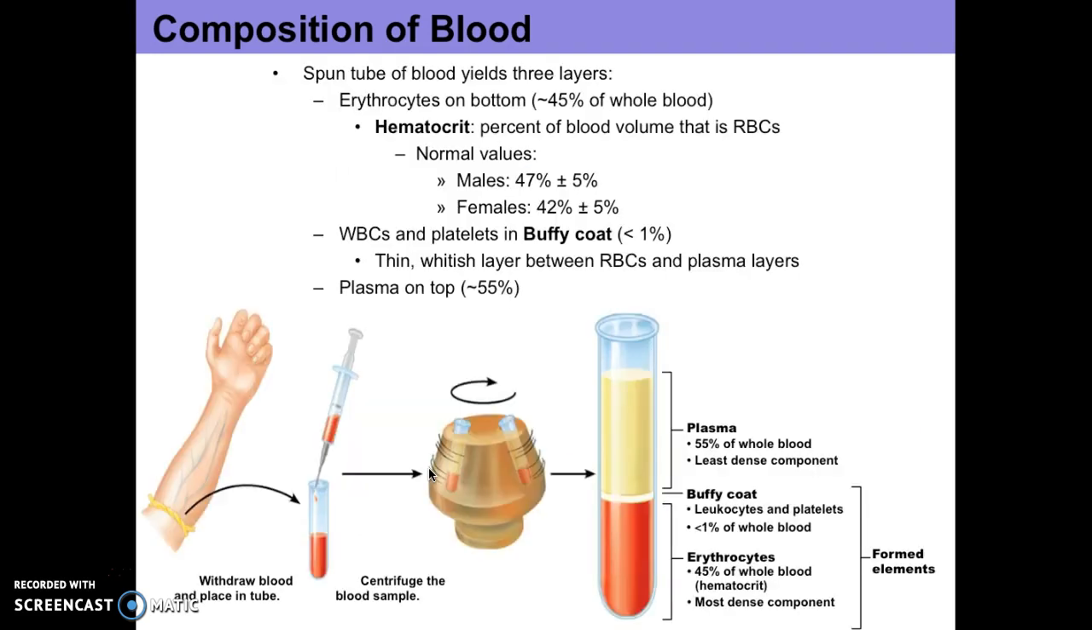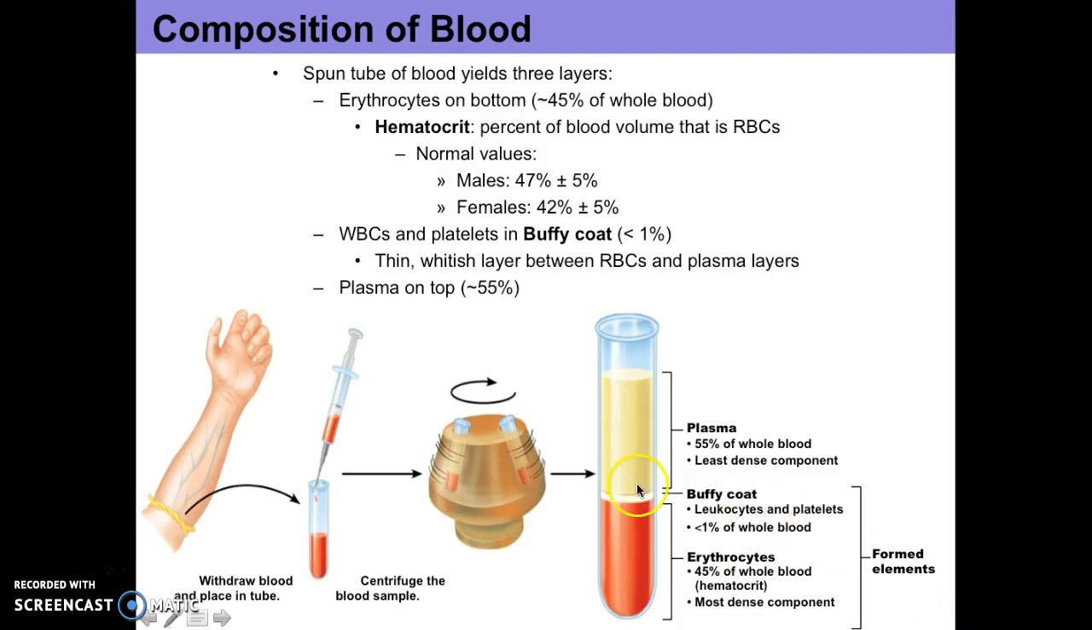When blood is drawn, placed into a tube and centrifuged, it separates into three layers. Erythrocytes are found on the bottom and make up 45% of the blood. So we see those down here. The term hematocrit means the percent of blood volume that is red blood cells. Normal values for males are 47% plus or minus 5%, and for females, a normal value for hematocrit is 42% plus or minus 5%.